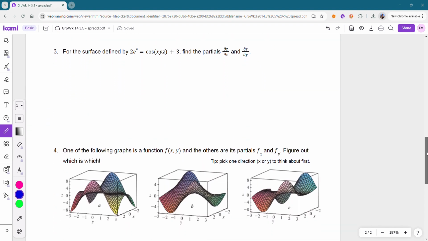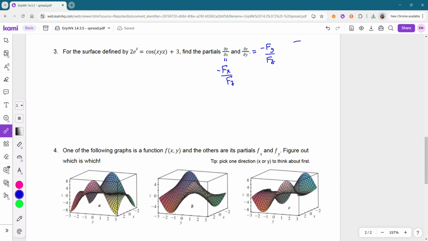Let's go down to our next question. We have some surface in three-dimensional space defined by this equation, and we're wanting to find these partials, giving us the formulas for the slope on the surface in these two different directions. So the first thing we have to do is remember our derivation of our formula for ∂z/∂x and ∂z/∂y, right? That looks like negative fy over fz for that one, and for ∂z/∂x, it's going to be negative fx over fz.